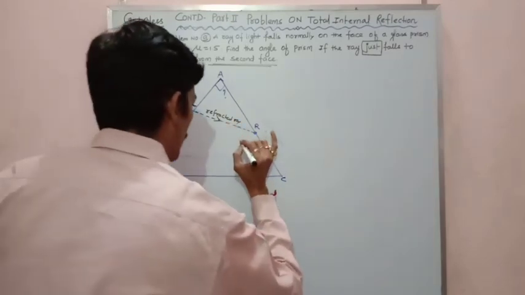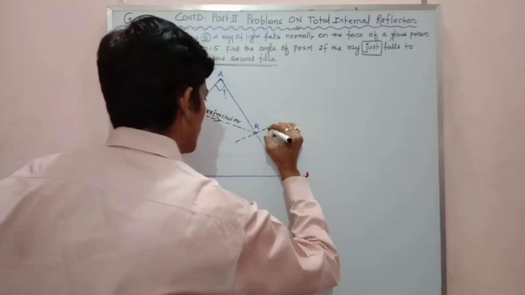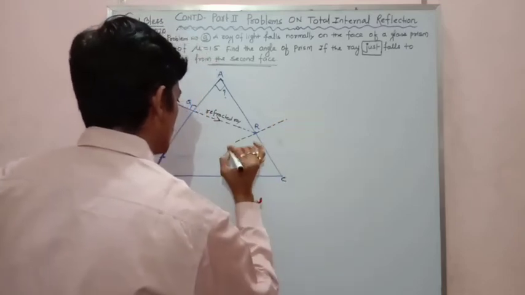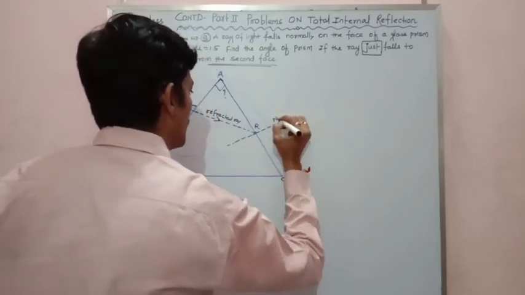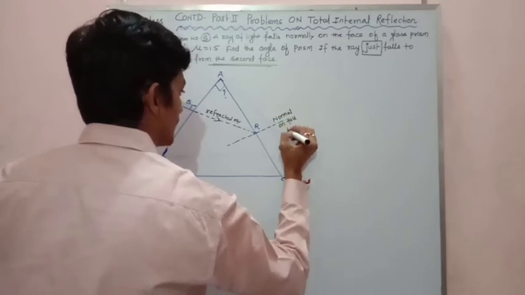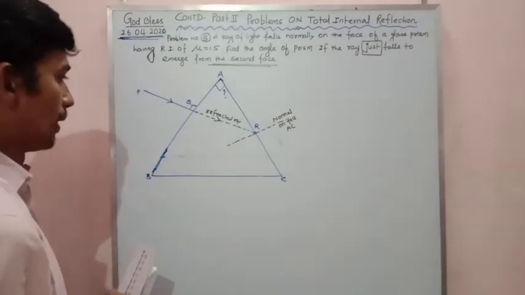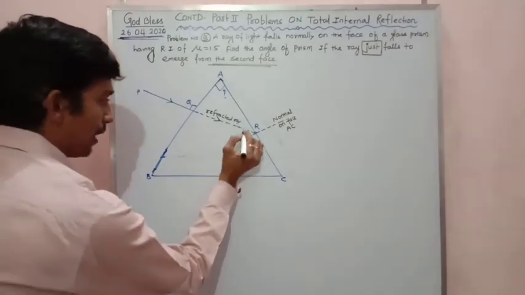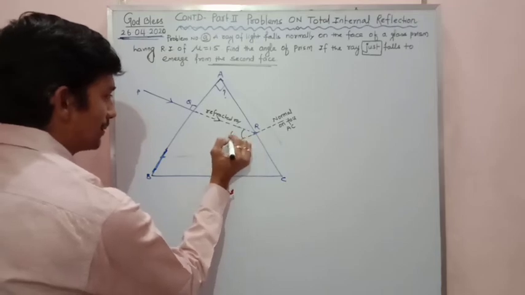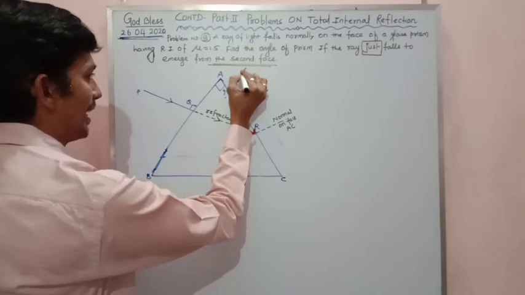And here is the normal on the face AC. This is the normal on face AC. You can see. So as you all know, this will be your angle A, because here I have written A. Angle A is unknown.